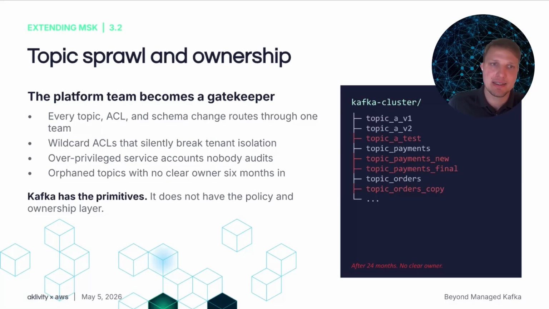Now, Kafka has the correct governance primitives in place: ACLs, quotas, schemas. But what it doesn't have is the policy and ownership layer. And the result is that the platform team owns everything by default, while the security team resists new use cases. The mature shape of this is opinionated naming, pattern-based ACLs, and policy as code. But that's ultimately an engineering investment most teams keep deferring because there's always a more urgent fire to put out.